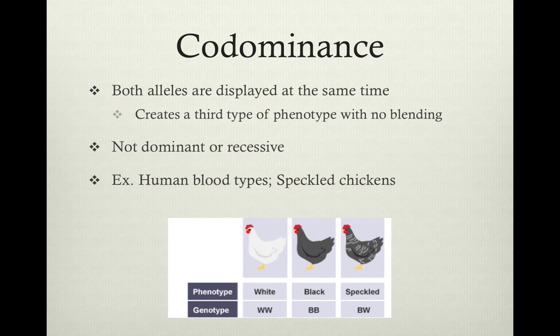In the phenotype of the offspring, a common example of this is human blood types. A person with type AB blood has alleles for both type A and type B. Neither is dominant nor recessive, but both are displayed. Another example is a speckled chicken that has both black and white feathers. In the example shown of the speckled chicken, you can see that it is given the genotype capital B, capital W to encompass both the black and white colors.